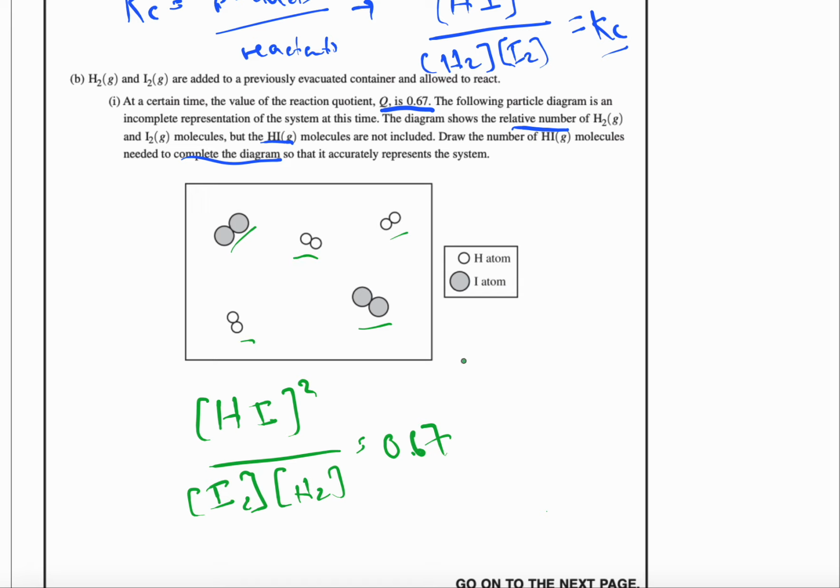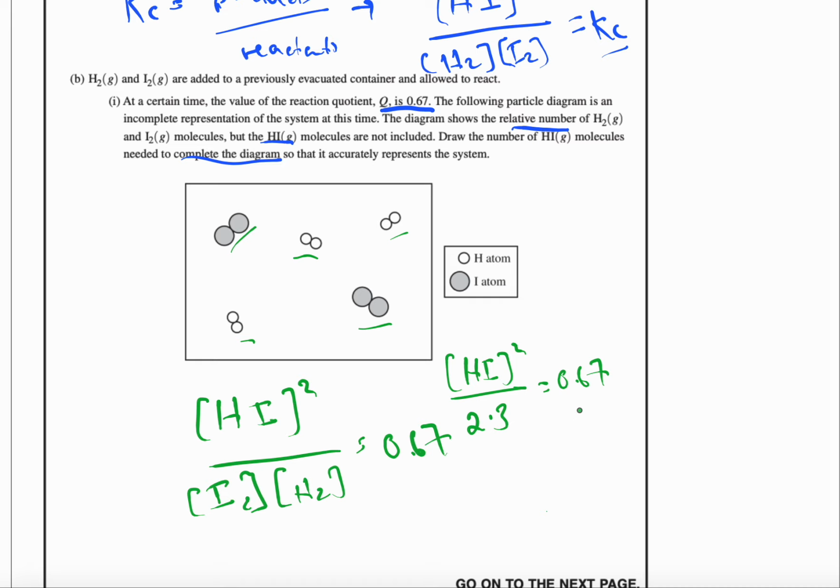So what we can do is we can have HI squared over I2. How many I's are there? There are 2 I's. And how many H's are there? There's 3 atoms, right? So this is 1 H2, this is 1 H2, this is 1 I2. That's why I put 2 here instead of each individual I, because we're looking for a concentration of I2, not just I. This equals 0.67. So this equates to 6.